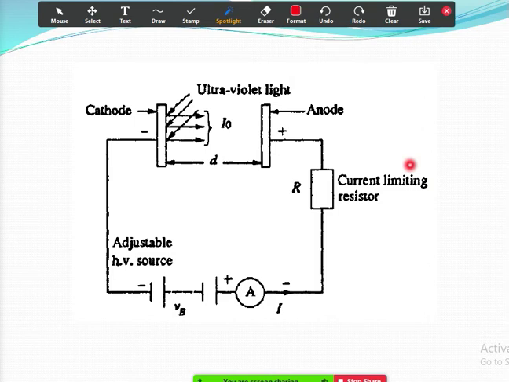So our important area is this: cathode, anode, and in between what is happening, that is important. Here there is some gas between cathode and anode. In the previous class we have seen elastic collision and inelastic collision. So in inelastic collision what happens?